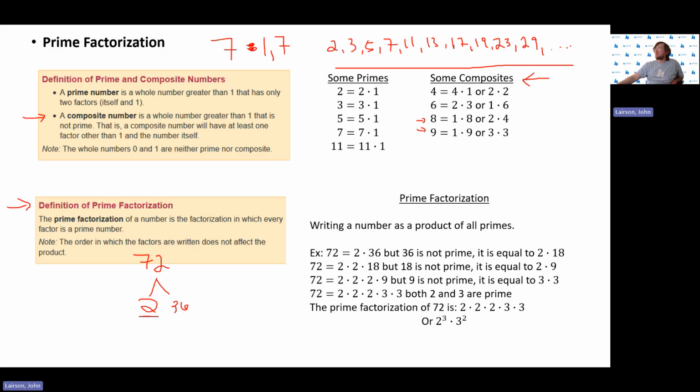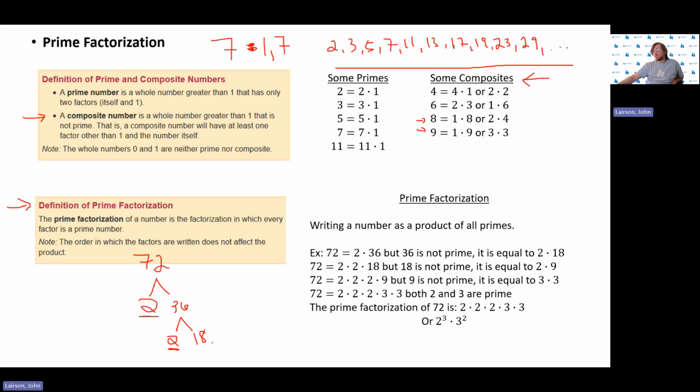I know I didn't go all the way up to 36 on my little list here. It's not a prime number. I know it's not a prime number very easily because this is also even. I can write it as 2 times something, 2 times 18. So I've broken down 36 into 2 times 18. Again, 2 is a prime number, so I'm done there.